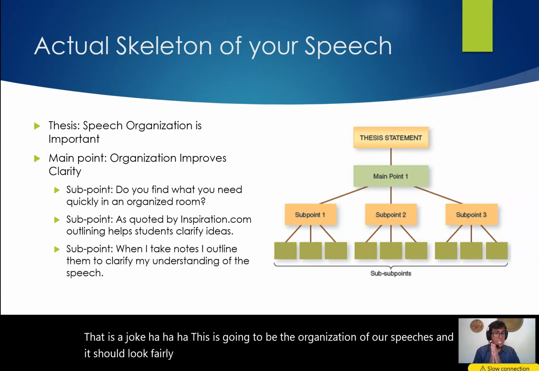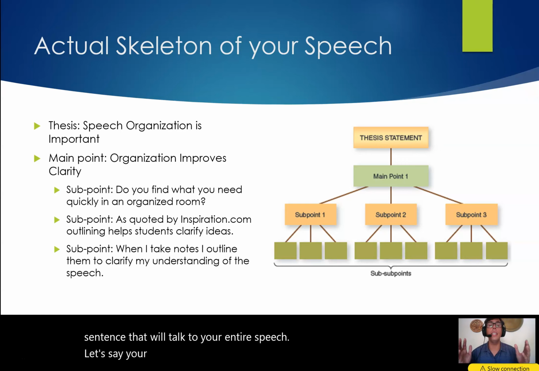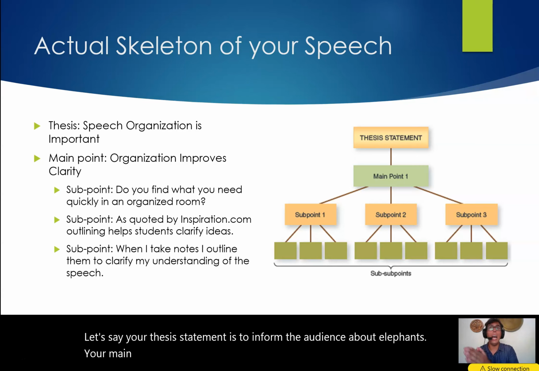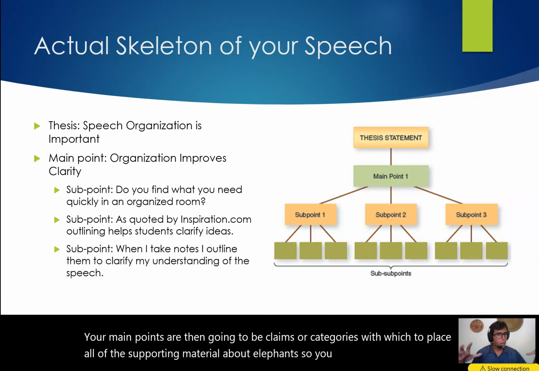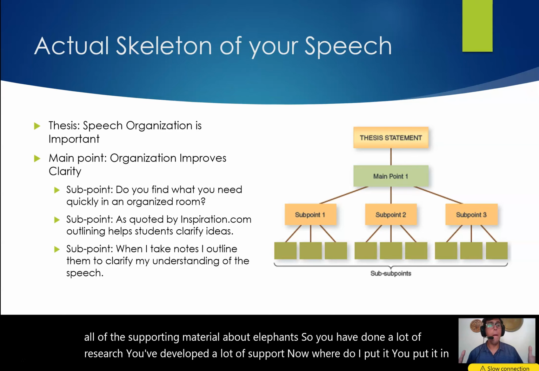So the thesis is going to be a single declarative sentence that will talk to your entire speech. Let's say your thesis statement is to inform the audience about elephants. Your main points are then going to be claims or categories with which to place all of the supporting material about elephants. So you have done a lot of research, you've developed a lot of support. Now, where do I put it? You put it in main points and subpoints.